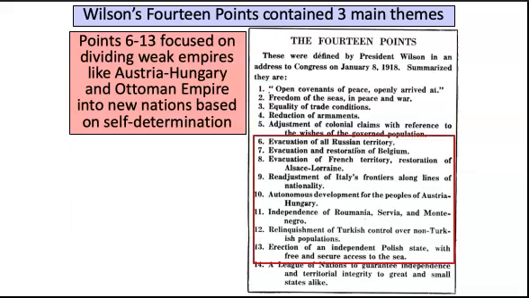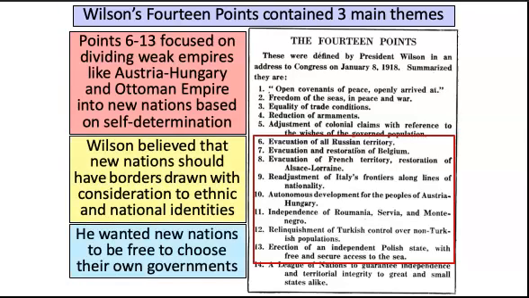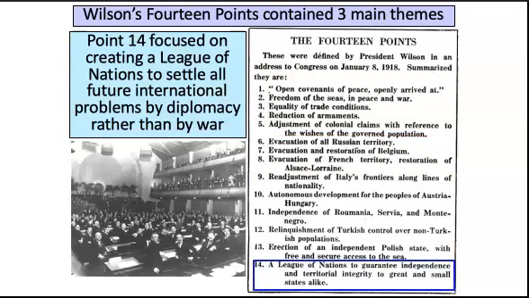Points 6 through 13 focused on dividing weak empires like Austria-Hungary and the Ottoman Empire into new nations based on self-determination. Wilson believed that new nations should have borders drawn with consideration to ethnic and national identities, and he wanted new nations to be free to choose their own governments. However, the most important of these 14 points was point 14, and this focused on creating a League of Nations to settle all future international problems by diplomacy rather than by war.